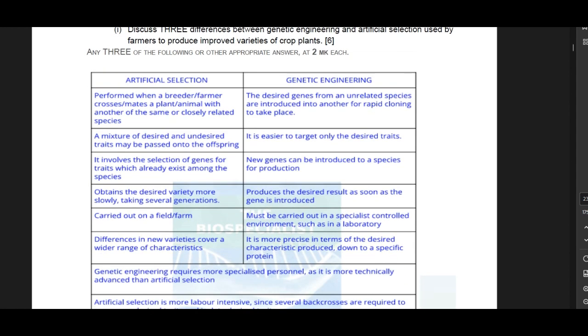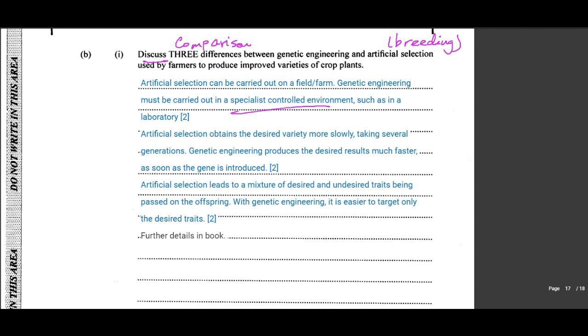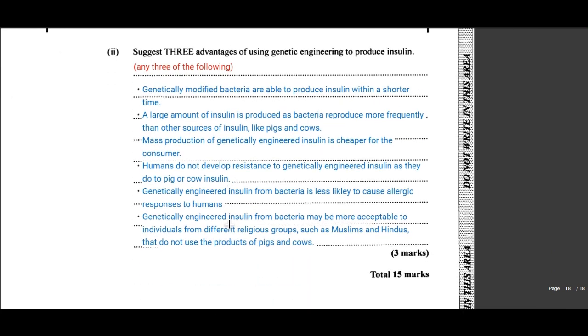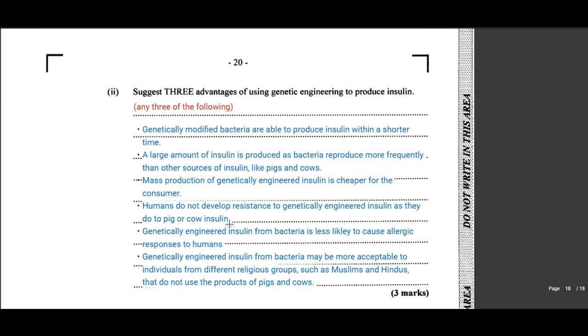So enough pitching. Let's go back to our past paper. This is B part 1. Let's go on to the next part because we're almost there. Last part now: 3 advantages of genetic engineering to produce insulin.